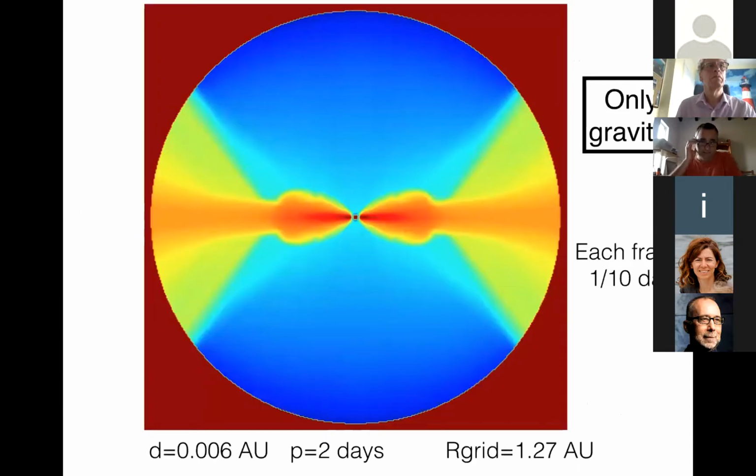So this is the first solution that we did. This is our binary star here with a period of 2 days. And what you are going to see is just gravity here. We don't put in any injection of mass loss, momentum, or energy, just gravity. So this is how the system evolved.